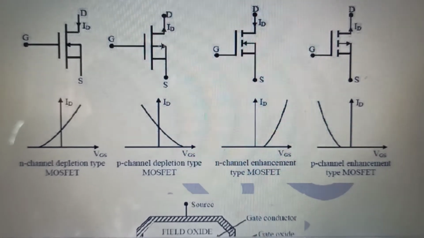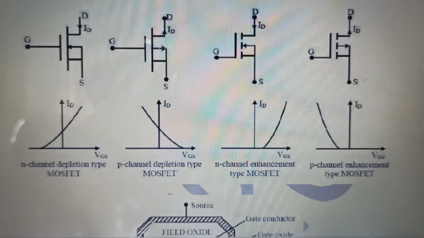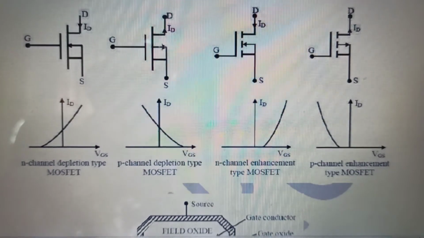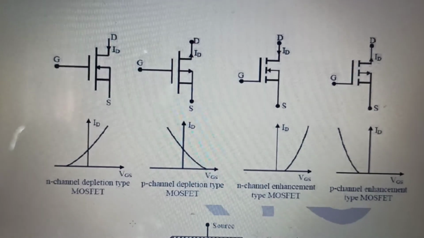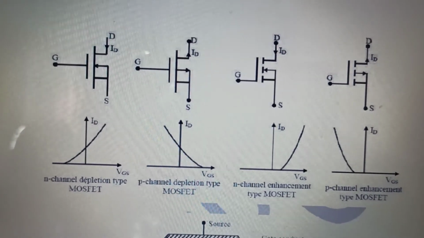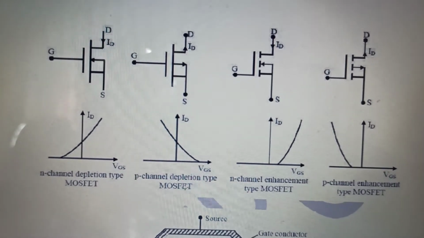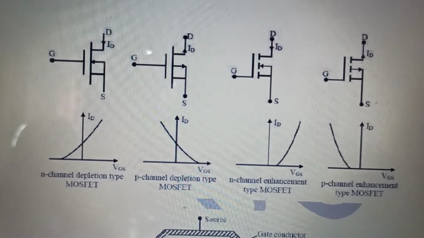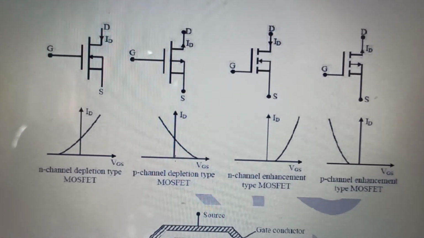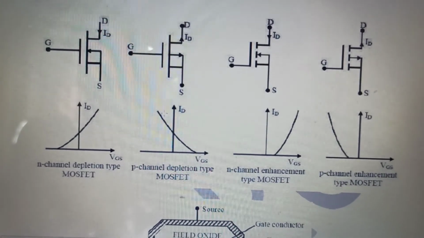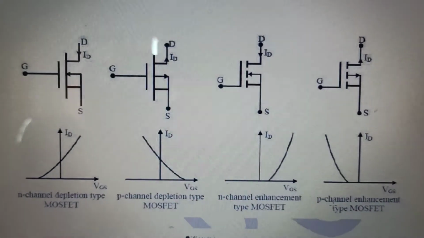Now, the observation is that the triggering voltage for an N-channel depletion type MOSFET is positive, because when the voltage becomes positive, the drain current is rising. Whereas for the P-channel depletion type MOSFET, when the voltage is negative, then the drain current is rising.